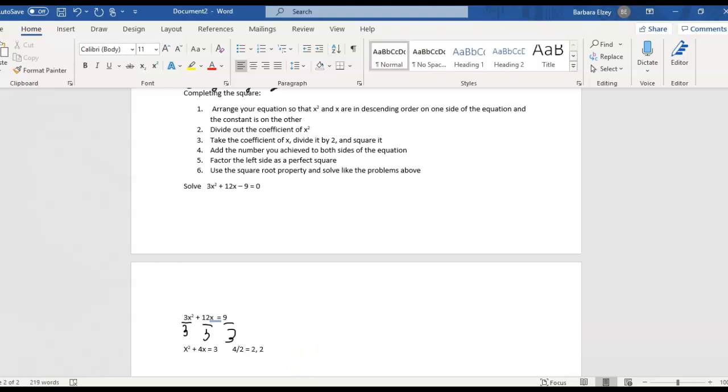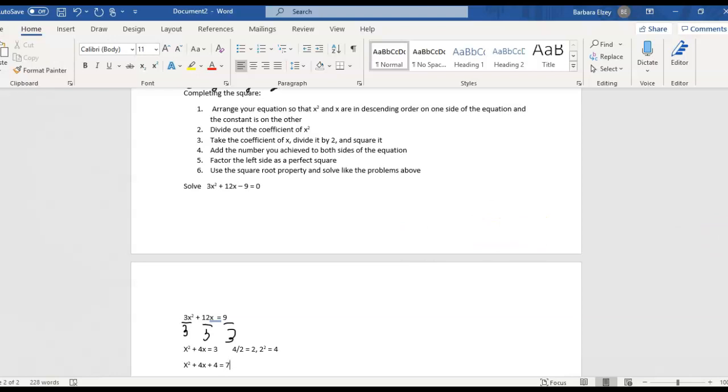And then when I square 2, I get 4. Now it's just coincidence that that's the same as what I started with. So just keep that in mind. That's just coincidence. All right, so now let's take that 4 and we're going to add it to both sides of the equation. So I'm going to have x squared plus 4x and add that 4 to the left and also, whoops, add it to the right. So I really have 7 now on the right.